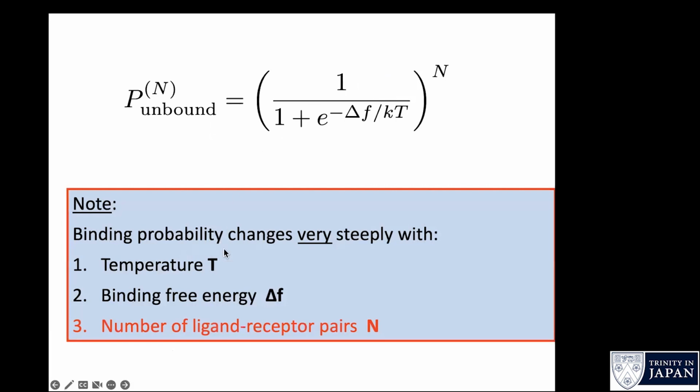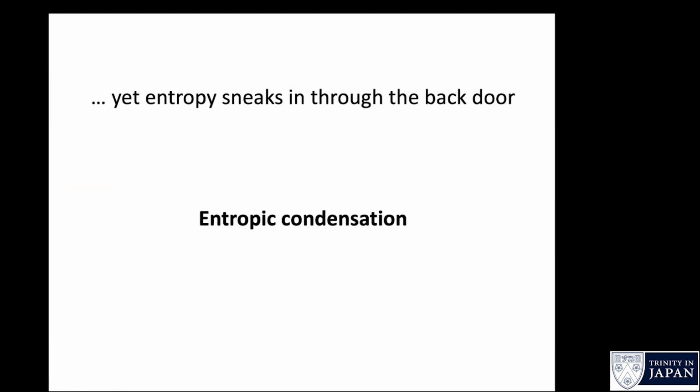So what is important in the binding? It's the temperature, it's the binding free energy, the binding strength, and it's the number of ligand-receptor pairs. Now, I said that entropy will come back, and entropy does come back because my drawing was oversimplified, because I assumed that these receptors were all fixed in space, and they're not.